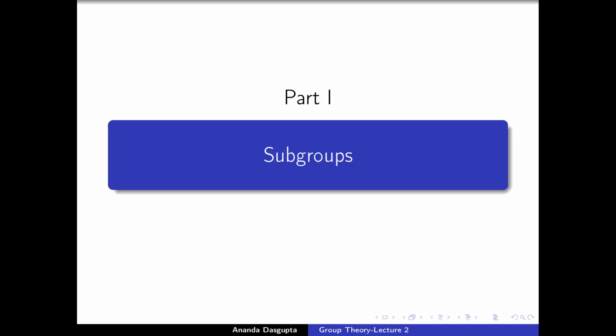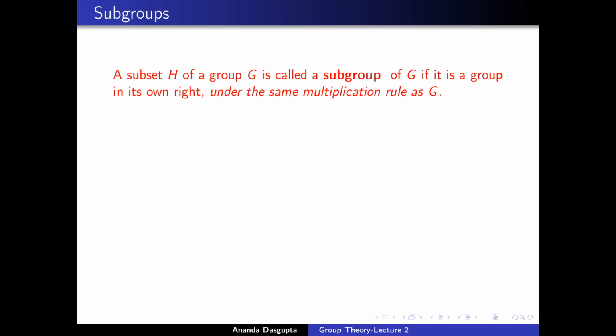Well, what we do is we start with a subset of a group G. The subset H is called a subgroup of G if it is a group in its own right under the same multiplication rule as G. Now, there are two important points to note here. The first is that we have just used the standard abuse of language. That is, we are saying H is a subset of the group G. Of course, what we really mean is H is a subset of the underlying set of the group G, star.